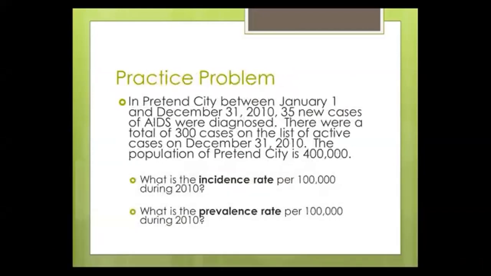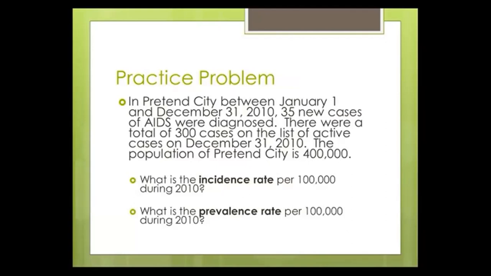Here's a practice problem. In Pretend City, between January 1st and December 31st, there are 35 new cases of AIDS that were diagnosed. There were a total of 300 cases on the list of active cases on December 31st. The population of Pretend City is 400,000. So calculate the incidence rate and the prevalence rate per 100,000 during that year.